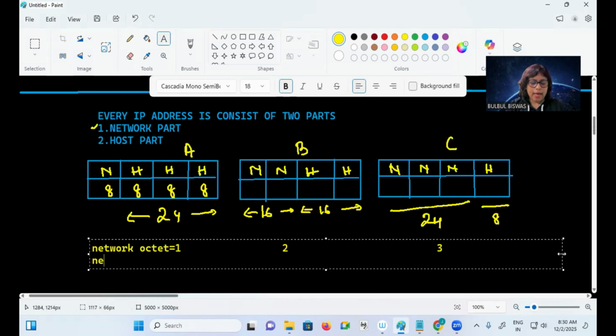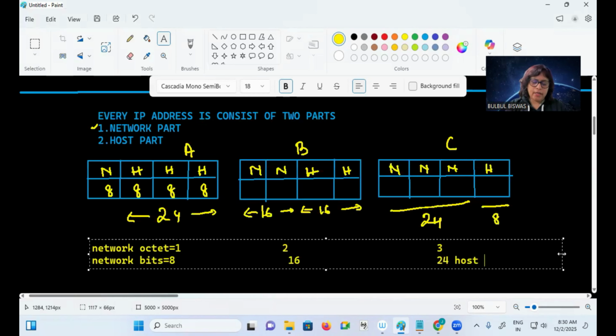I can say the same thing in bit format. So network bits, how many? For class A, 8 bits are reserved for network. For class B, 16 bits are reserved for network. And for class C, 24 bits are reserved for network.